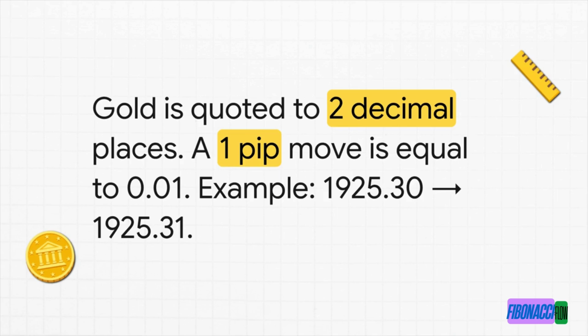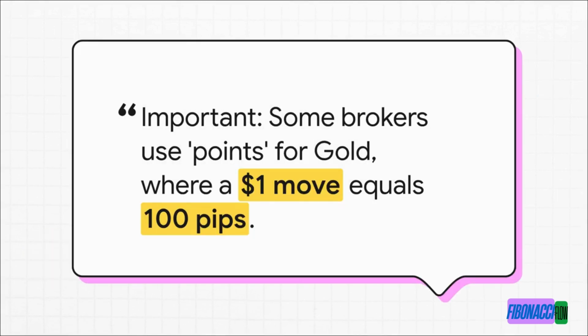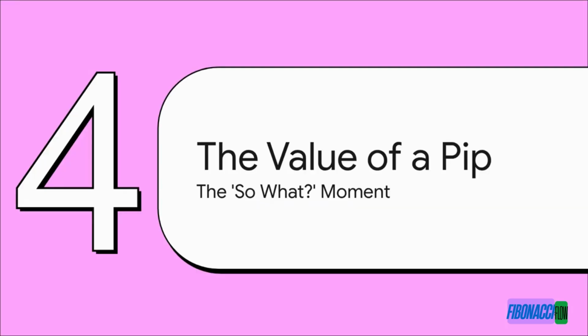Nice and easy. Whoa, hold on though. Here is a super important heads up. Some brokers do things a bit differently for gold. They might talk about points instead of pips. And in their world, a full $1 move in the price, like from 1925 to 1926, is equal to 100 pips, or points. So you absolutely have to check how your broker defines it, or you could get seriously mixed up.